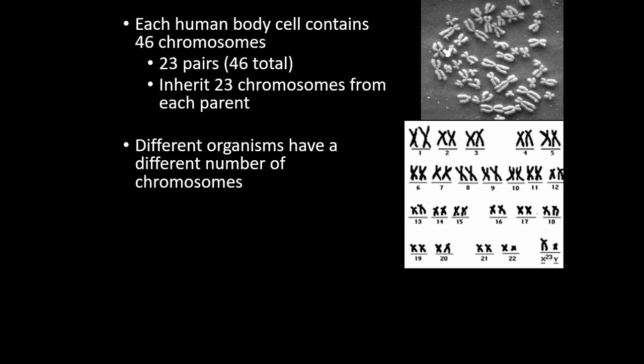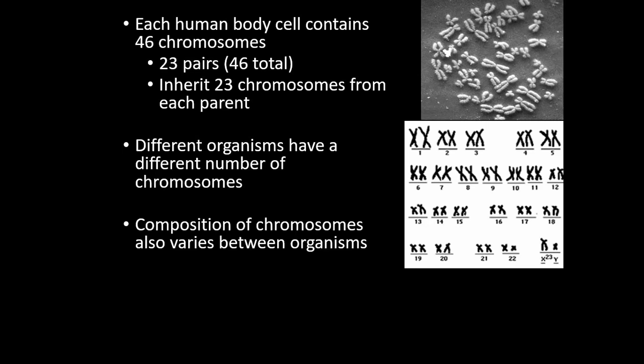Now, different organisms have a different number of chromosomes. For example, strawberry plants actually have 96 chromosomes. The composition of each of their chromosomes is also different than humans. So that just makes sense. Comparing human chromosomes to strawberry chromosomes.